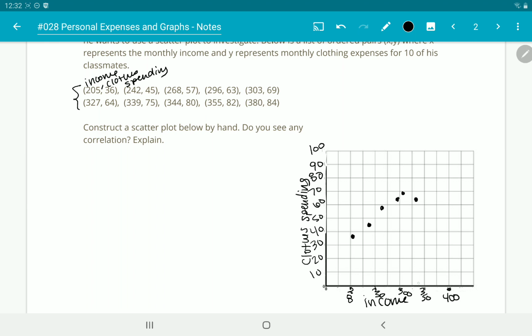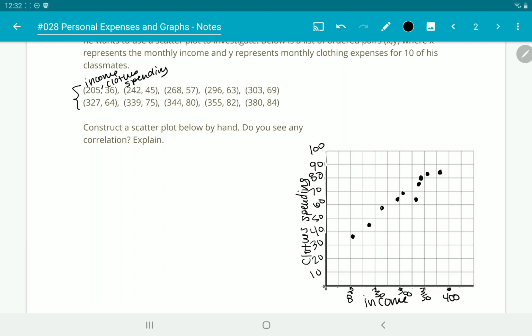339, 75, so not quite to 350, and up to 75, halfway between those two. 344, 80, so not quite 350 yet and up to 80. 355, 82, so a little over 350 and up to about 82. And then lastly, 380, so up here almost 400, and then up to 84. So about the same right there.